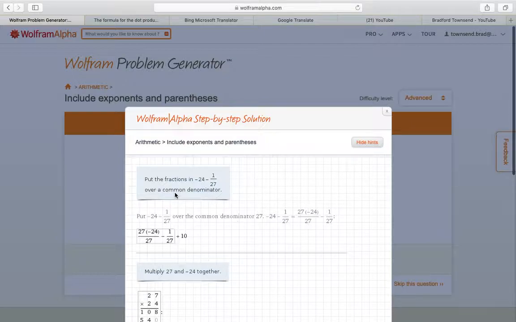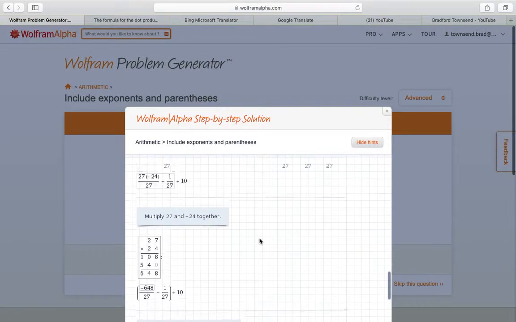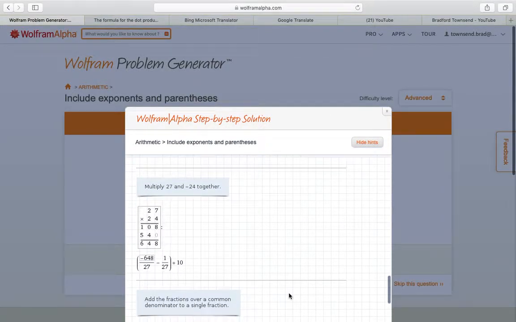Then it says put the fractions as negative 24 minus 1 over 27 over a common denominator. And this is kind of the big step here in the middle where you have 27 times parentheses negative 24 close parentheses over 27. Again, those 27's cancel out to 1. And then it has minus 1 over 27. And then the 10 that's kind of tagging along there, plus 10 at the end. That's low at precedence so far, has been that plus sign there.